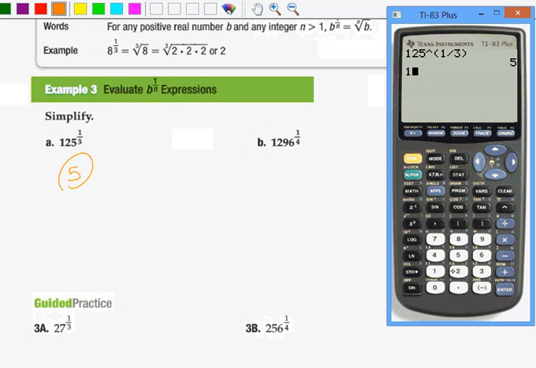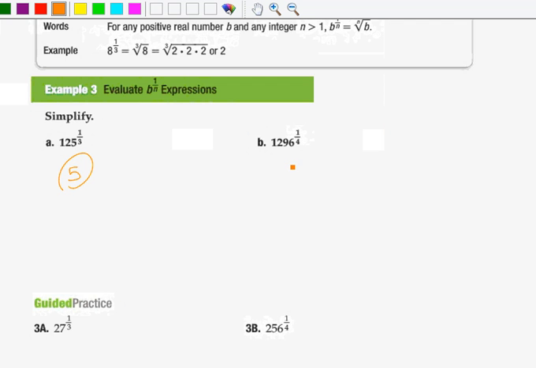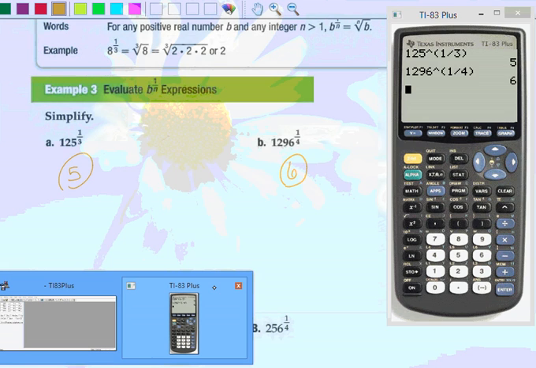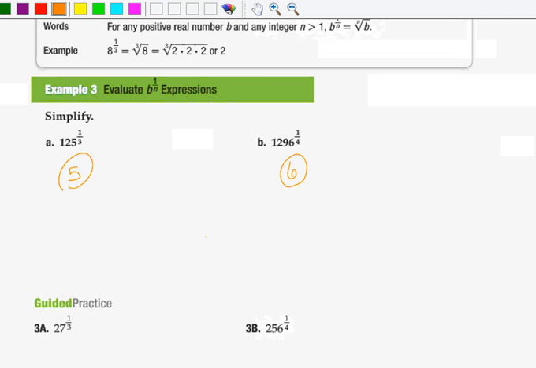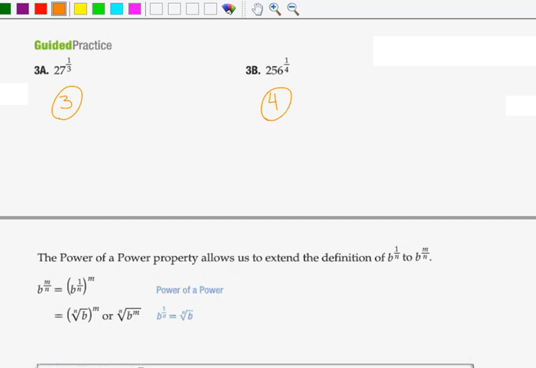Okay, what times itself 4 times is 1,296? Well, we will find out. 6 is. Okay, so these really aren't too bad as long as we understand what they mean. As long as we could quickly convert that over to radical form, we should be good to go. All right, try guided practice 3.